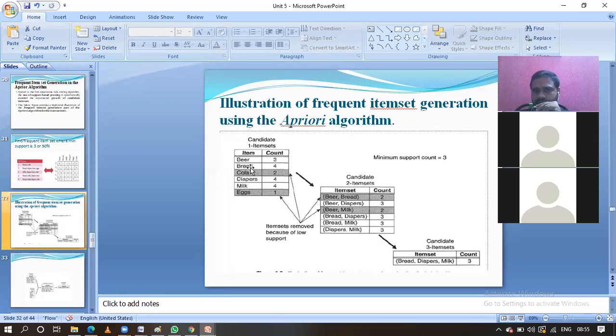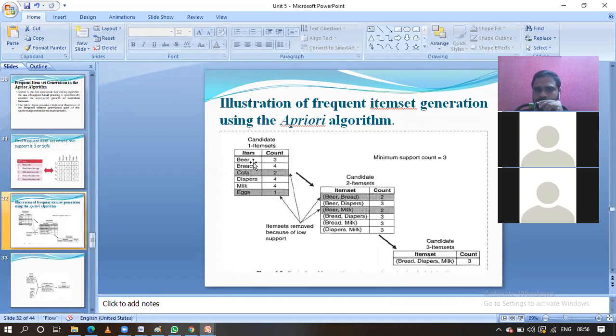Okay. Next, how we are going to generate the candidate two item set: all the combinations related to these four items, that is beer, bread, diapers, and milk. Why have we not taken cola and X? Because they are less than the minimum support. That is why we have eliminated these two things.